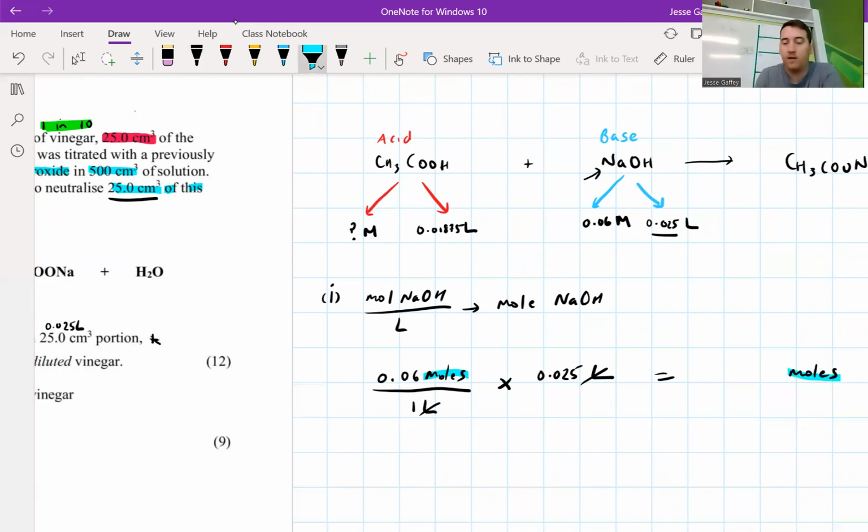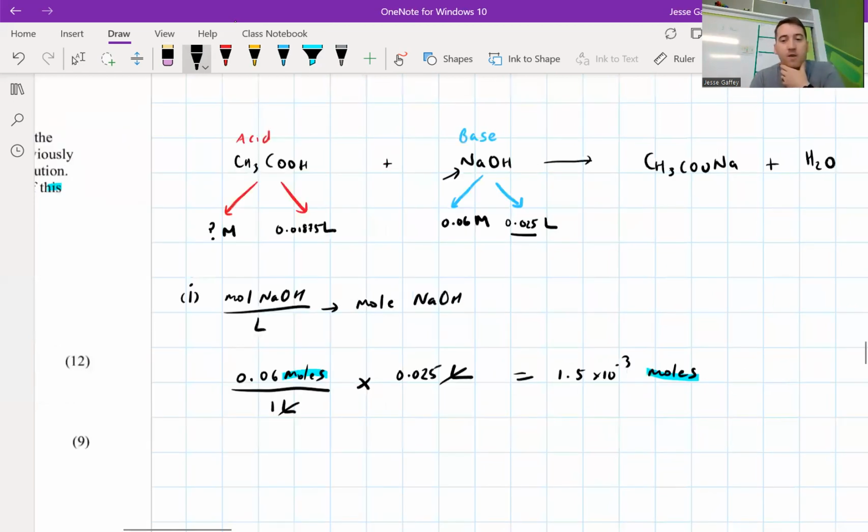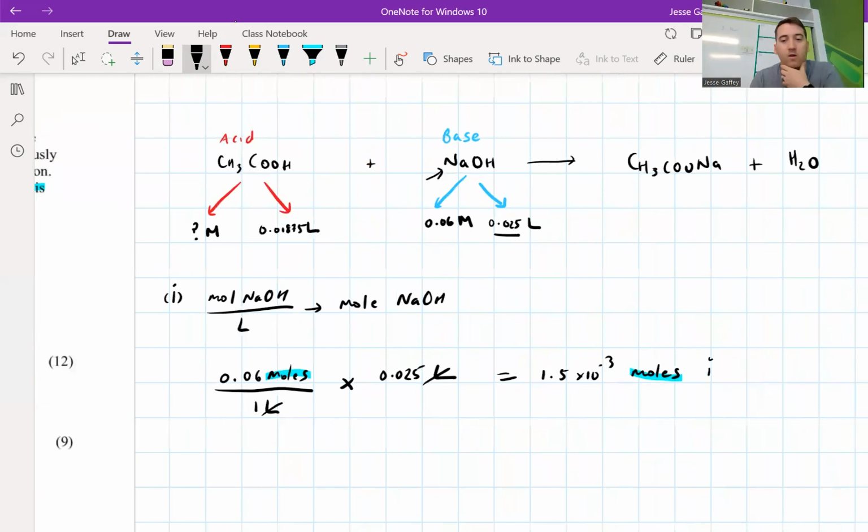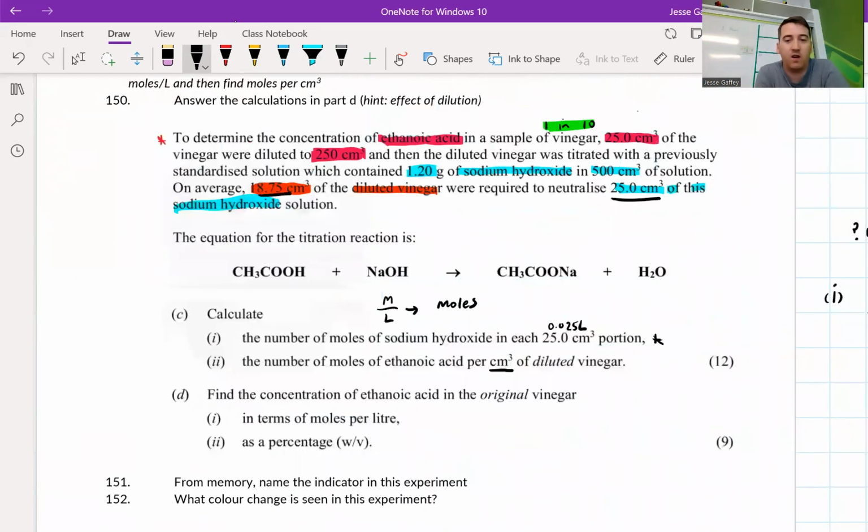So let's go ahead and put it into our calculator, 0.06 times 0.025. And that should give you 1.5 times 10 to the minus 3 moles. So that's part 1 done. Probably worth 6 marks that. Okay, part 1. Let's look at part 2. Find the number of moles of ethanoic acid per centimeter cubed of dilute vinegar. That's really sneaky, I think.